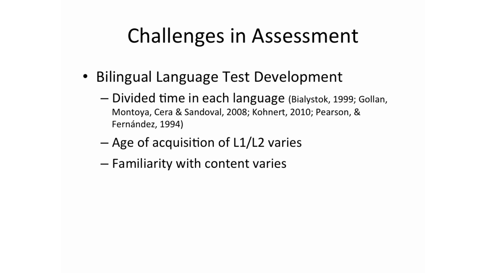So what do we do in terms of thinking about test development for this population that is highly variable, that has divided time in each of their two languages, where age of acquisition of their first and second language is going to vary tremendously, and where familiarity of content is going to vary? We need to do something more than what you would do for a monolingual test. When you're developing a test for a monolingual population, you assume that these aren't variables that you necessarily take into account. Maybe familiarity of content, but age of acquisition of L1 and L2 isn't an issue, and divided time between two languages isn't an issue. So how do you take these into account in addition?